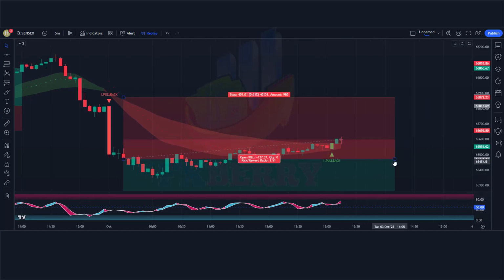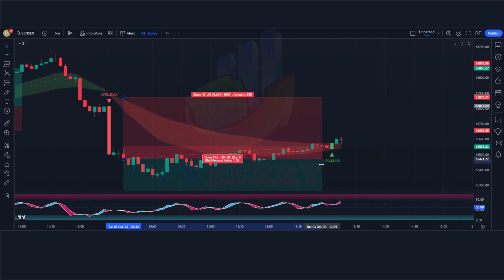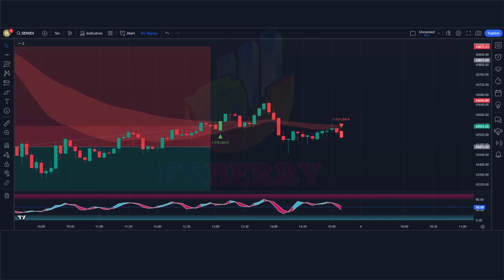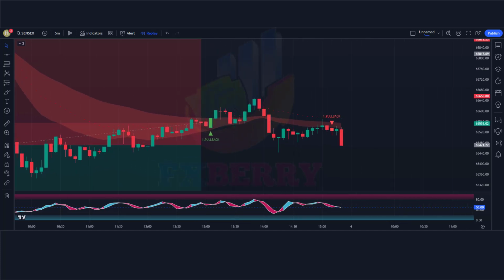Here we are closing our trade because the EMA pullback indicator has given us a buy signal. Here we will not place a buy trade because the pullback arrows indicator's stop line is not green in color.